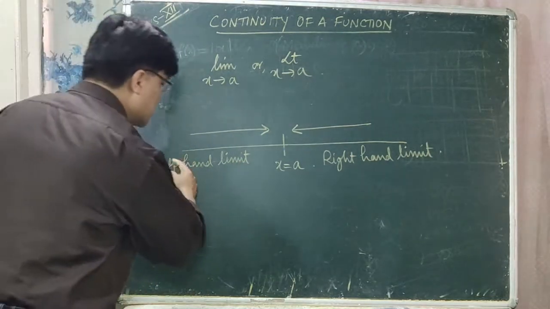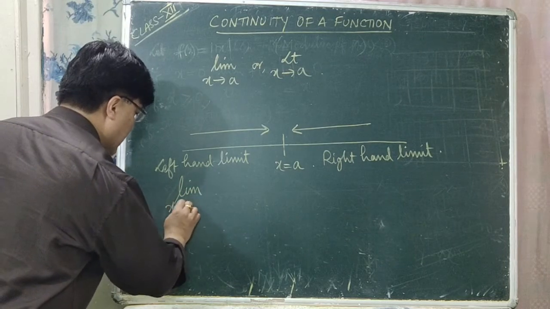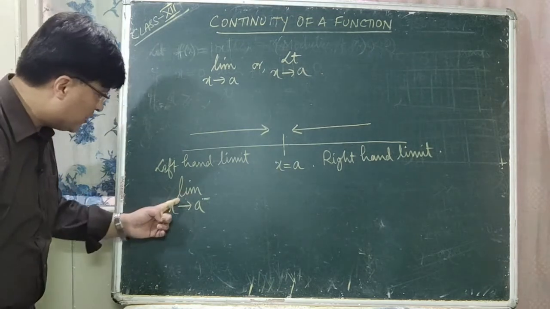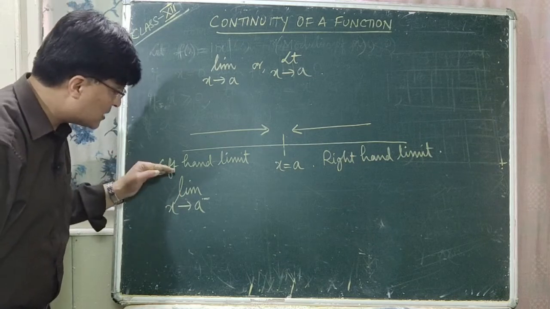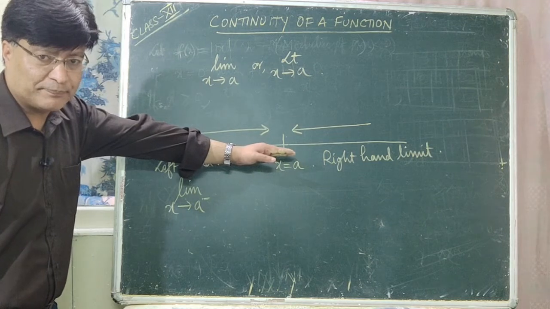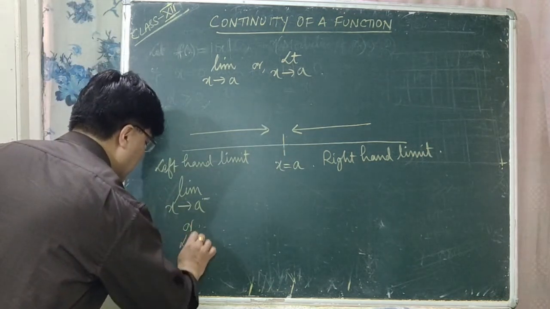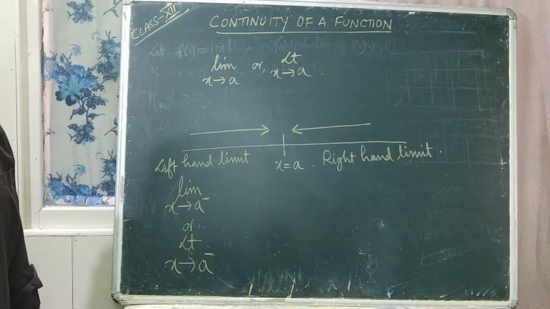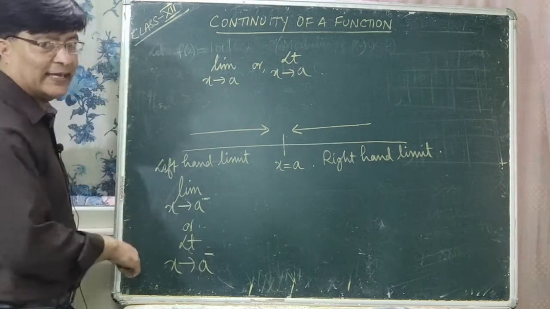Now usually this left hand limit is denoted by limit x tends to a minus. If you write limit x tends to a minus, this means that x is approaching a constant quantity a from the left hand side only. Is that clear? That is limit x tends to a minus, or you may write LT x tends to a minus. Is that clear to all of you? And this also indicates that x is less than a.